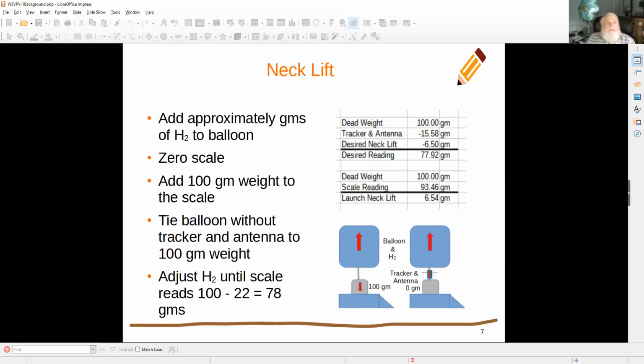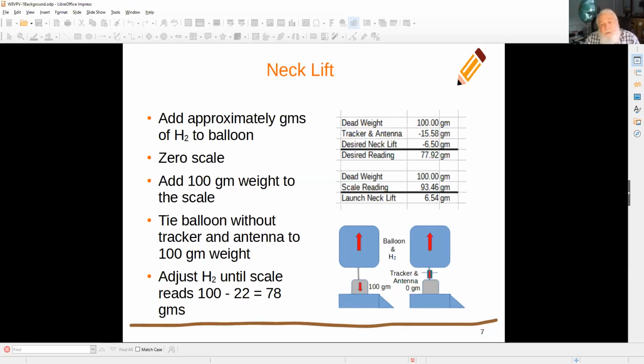Okay, so now it's launch day, and what we have to do is figure the neck lift, as some people call it. I like to call it the net lift. We used a similar procedure last time also. Mel went out and got a 100-gram calibrated weight. And he told you it had a scale that measures to within 2 milligrams. And so he put the 100-gram weight on there, okay?